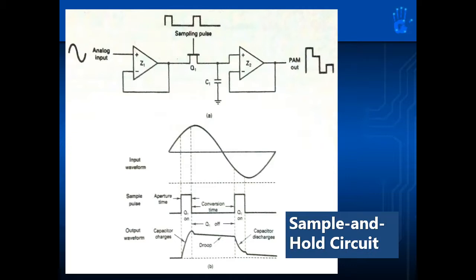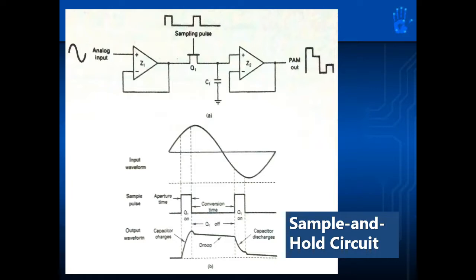Basically, what the Q1 does is when there is an input pulse in its gate, the drain to source will essentially be a short circuit. And when the pulse is at 0 volts, the drain to source will essentially be an open circuit. Now, during the pulse, the capacitor charges so as to maintain the voltage level of the input analog signal. And then it will pass through another buffer amplifier, and the output would be a pulse amplitude modulated signal with a flat top sampling.